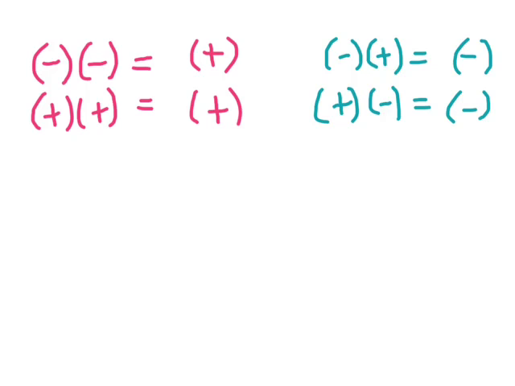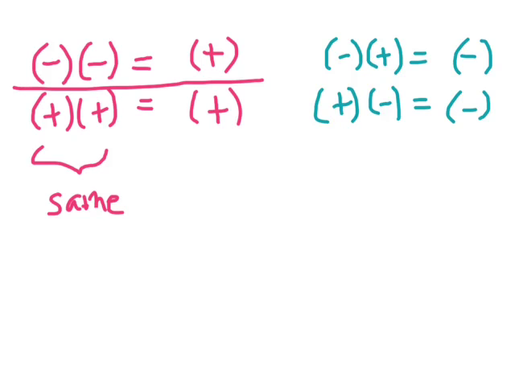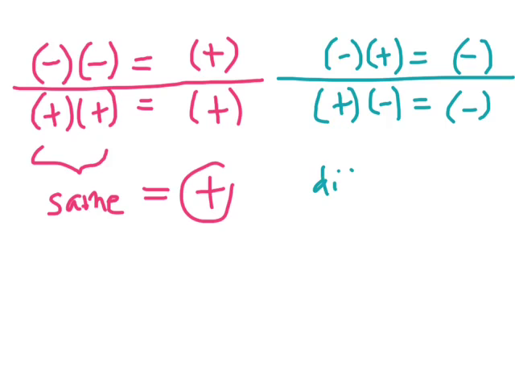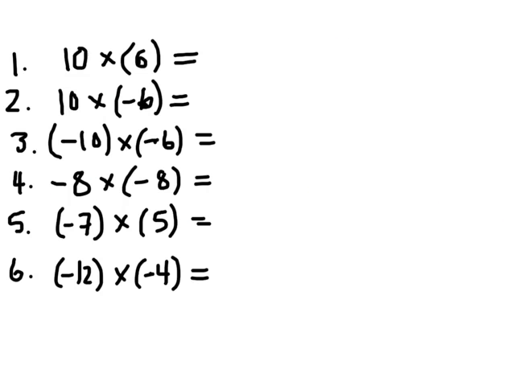So you can look here and see that if the two signs are the same, right? If they're both negative or both positive, the answer will be positive. If the two signs are different, so either a negative and a positive or a positive and a negative, what happens to the answer? What will they equal? A negative. Okay, so that's one way to help you remember this. So we're gonna look at a few examples.